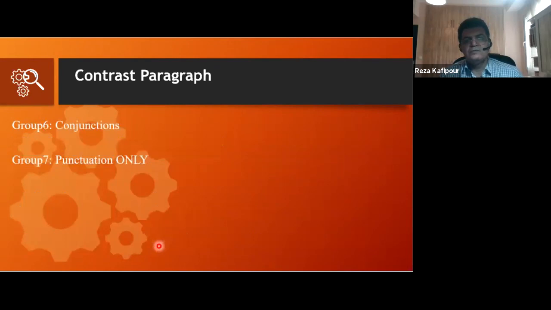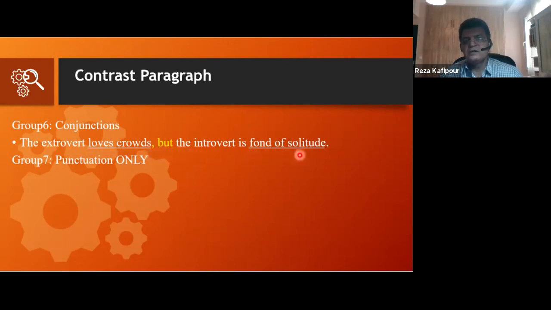The sixth group is the use of conjunction. The only conjunction that can be used to show differences is but. It is used with a comma before. For example, the extrovert loves crowds, comma, but the introvert is fond of solitude. Loves crowd and fond of solitude are the basis of contrast, and we show the contrast or difference by using the conjunction but. Before it we need a comma.